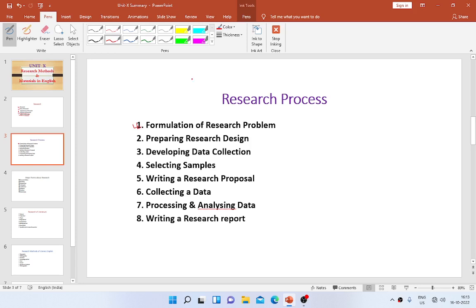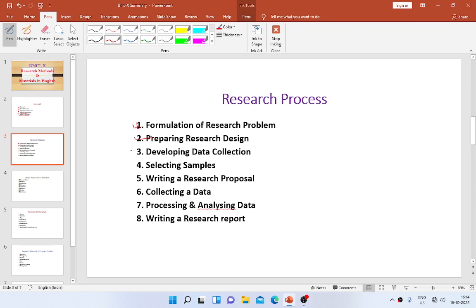The second point is preparing the research design. In research design, how will the researcher structure the problem, and how will he present the problem with a solution in a particular structure? So what will be the design of the study, and will the researcher do an experimental or non-experimental study? What he or she will do.